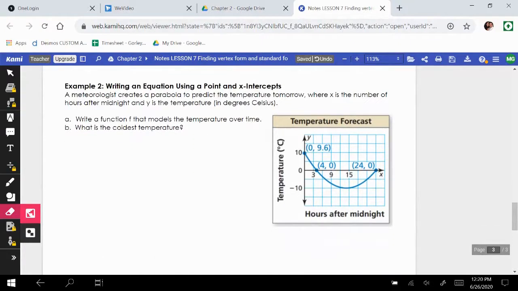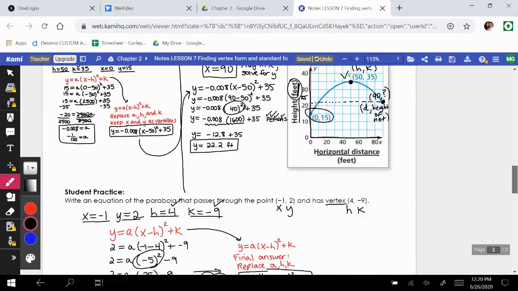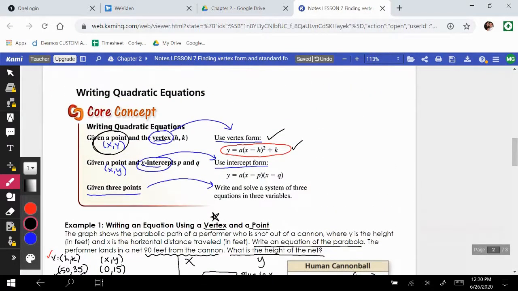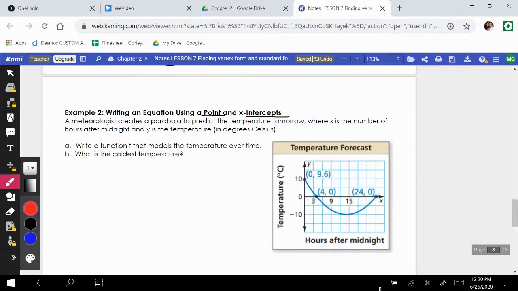Example 2, it says writing an equation using a point and an x-intercept. So now I'm given a point and an x-intercept. So let's think about what equation I would use for a point and an x-intercept. I'm going to be using intercept form. So I'm going to grab this equation and copy it down. Y equals A, x minus p, x minus q.